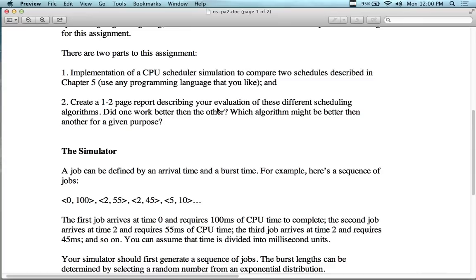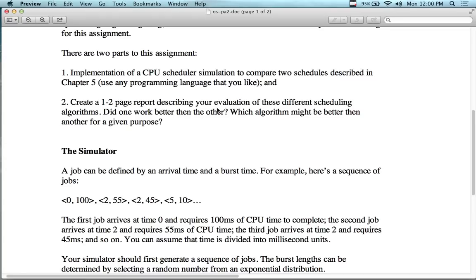So you're going to simulate. You're not actually going to have to write an efficient scheduler. You're simulating it. You can do it in a programming language like Java or C++ or any language you want, because it doesn't have to use processes. It's a simulation or a demonstration. You're writing a demo. So you're going to pretend like you're writing this CPU scheduler.